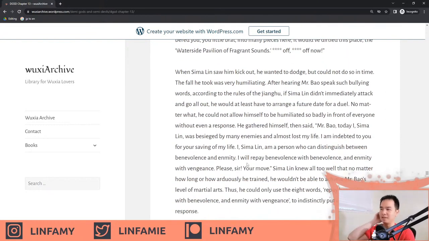When Sima Lin saw him kick, he wanted to dodge, but could not do so in time. The fall he took was very humiliating. After hearing Mr. Bao speak such bullying words, according to the rules of the Jianghu, if Sima Lin didn't immediately attack and go all out, he would at least have to arrange a future date for a duel. No matter what, he could not allow himself to be humiliated so badly in front of everyone without even a response. He gathered himself and said, Mr.